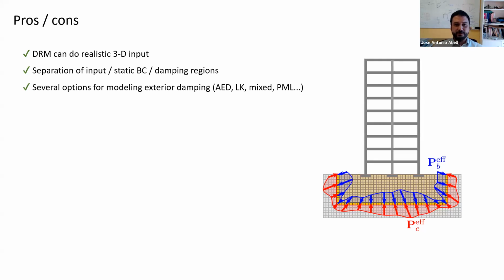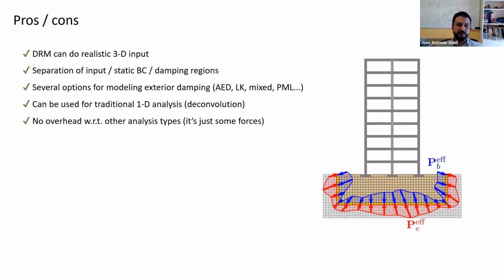And then that gives you several options for how you want to model what goes on outside the domain, so that radiation damping. I'm going to talk about absorbent and stereo domain, but you can do Lysmer-Kuhlemeyer, you can do PML. And you can also use DRM for traditional 1D analysis, and that gives you the advantage of inheriting all the pros up there, but you can use a seismic record, do deconvolution, assume that you have a plane wave, and input that as if it was a DRM analysis. Now, there is no overhead with respect to other analysis types. DRM input is just some forces.